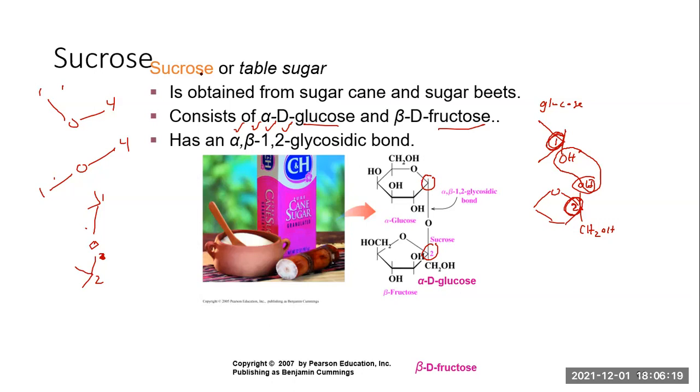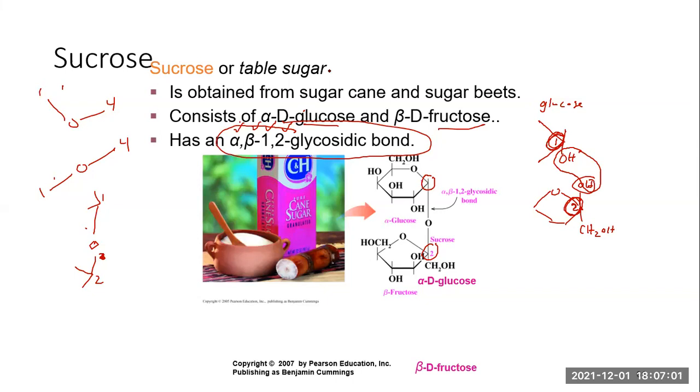So just like the other ones, for sucrose you do need to know it is made up of a glucose and a fructose as the two monosaccharides. And you do need to know the type of glycosidic bond that it has, which in this case is alpha beta 1 2. So maltose, alpha 1 4 glycosidic bond made up of two glucoses. Lactose made up of a galactose and a glucose held together by a beta 1 4 bond. And here is sucrose, made up of glucose and fructose, alpha beta 1 2 bond. Any questions on that there?